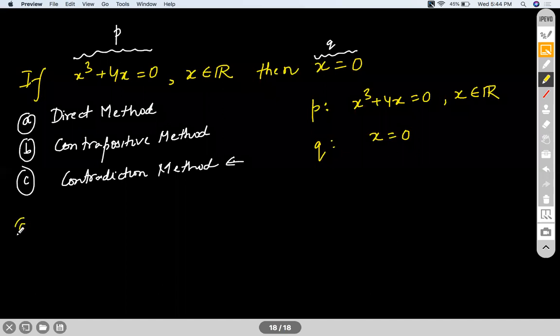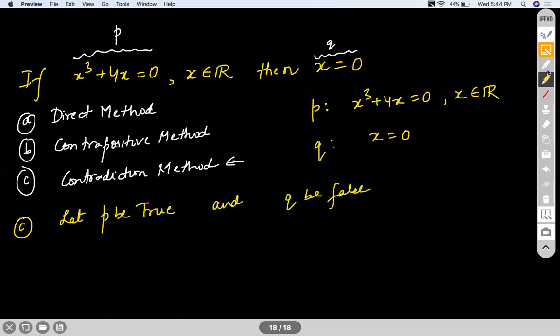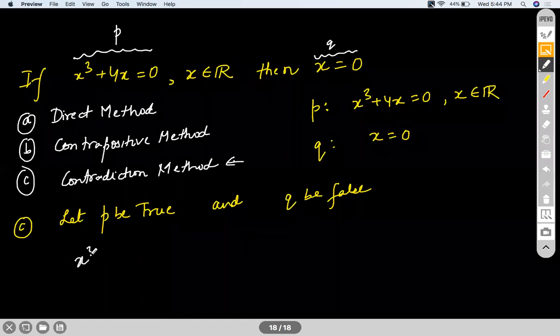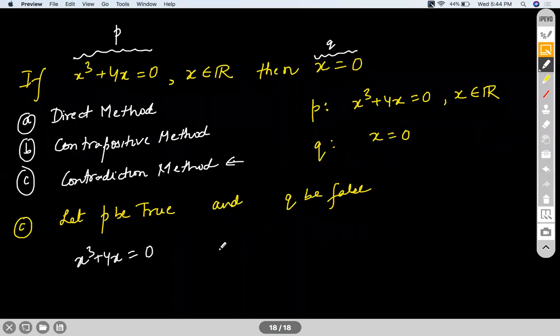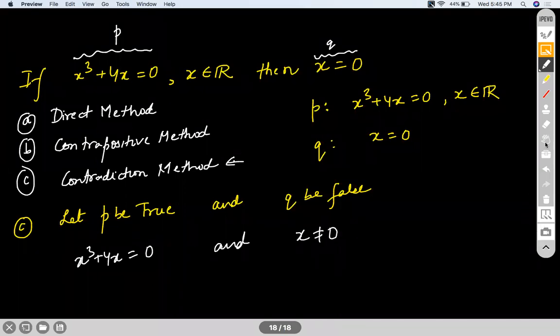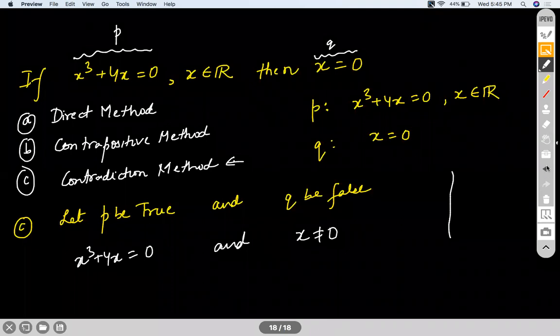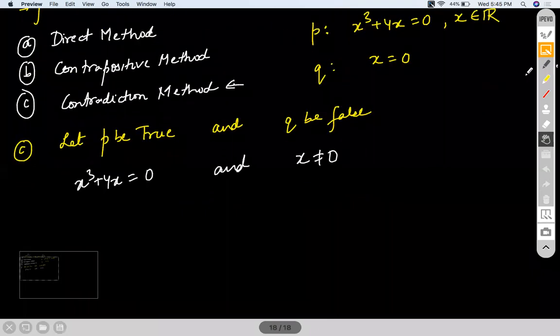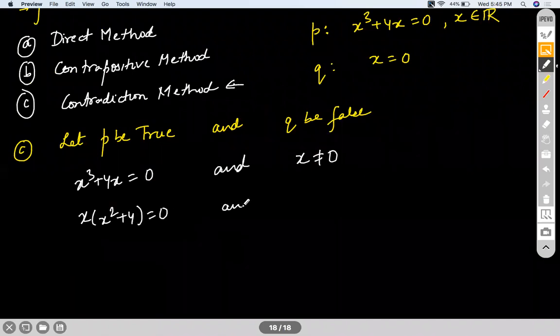So in contradiction method, we'll say let P be true and Q be false. You shouldn't use but. That means you're saying this guy is 0 and this guy is not 0. That means you're saying x into x square plus 4 equal to 0, and since this guy is not equal to 0, this guy should be equal to 0.